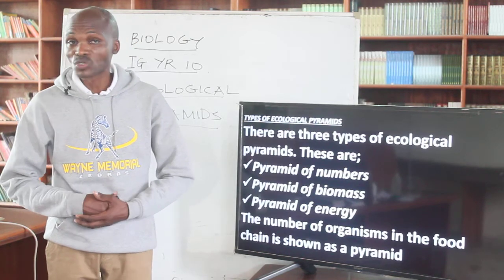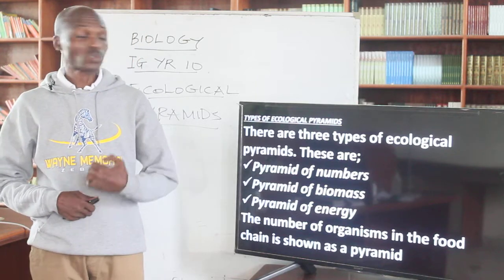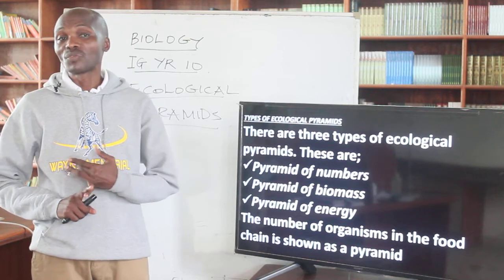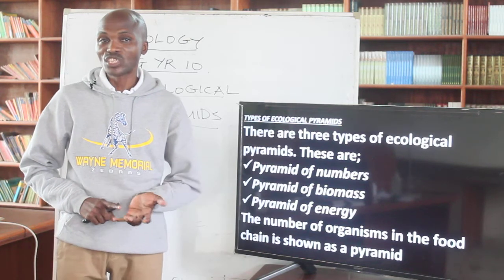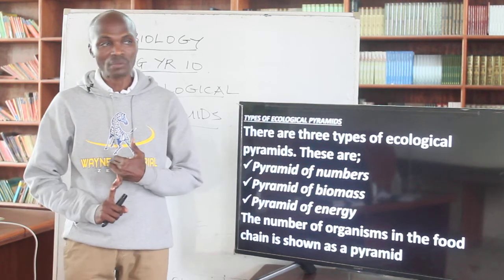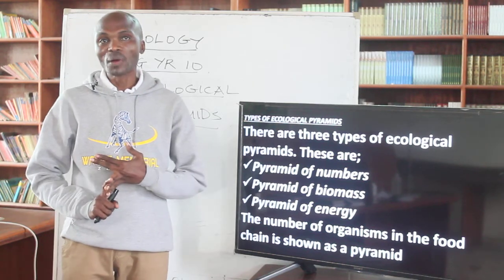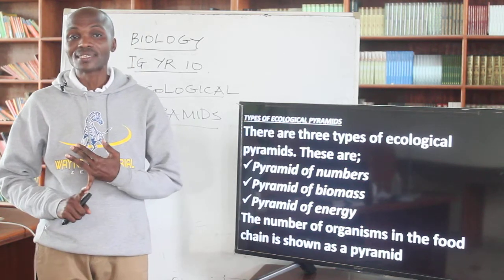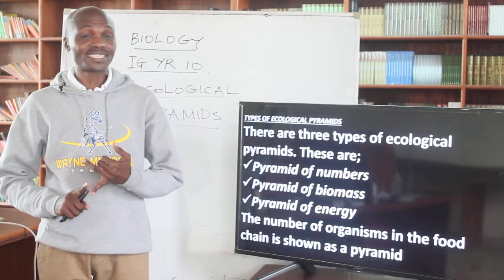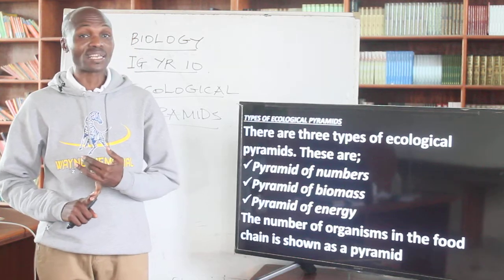We have different types of ecological pyramids, which can be highlighted as the pyramid of numbers, pyramid of biomass, and the pyramid of energy. Now, as the name suggests, each of those is based on particular factors. The first one, pyramid of numbers, is based on the numbers of organisms. Pyramid of biomass is based on the dry weight of different organisms. And pyramid of energy is constructed based on the amount of energy in a given trophic level.